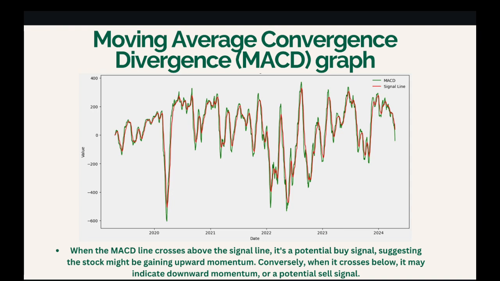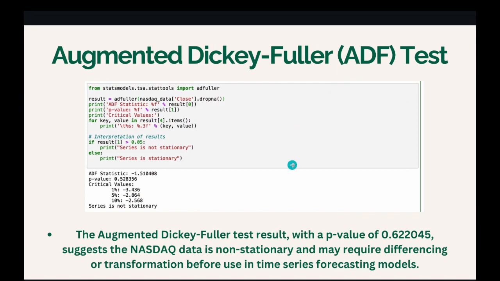Now we have the augmented Dickey-Fuller test, which is the ADF test. It's a statistical test used to determine whether a time series is non-stationary. Non-stationarity in a time series means that the statistical properties of the data, such as the mean or the variance, change over time.